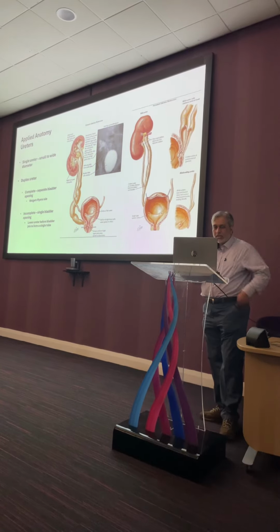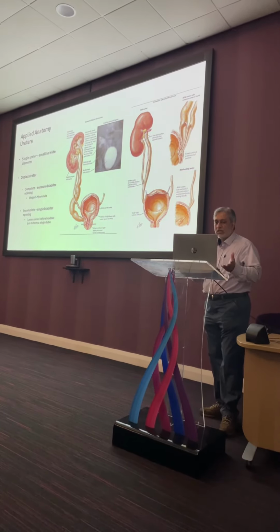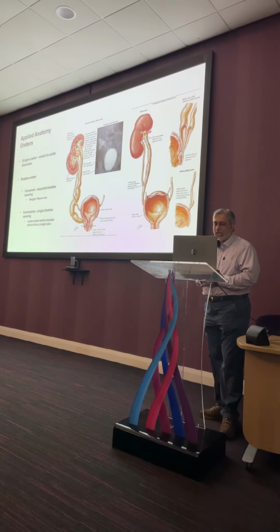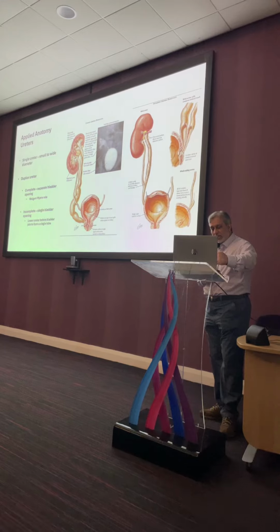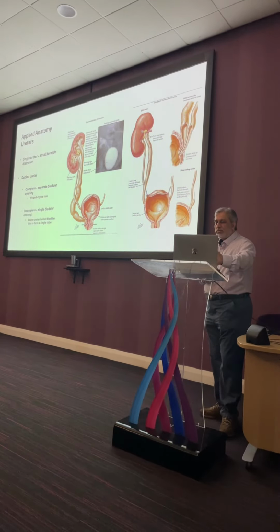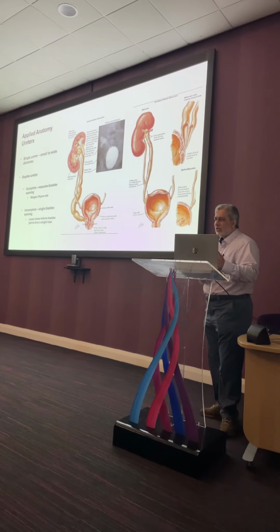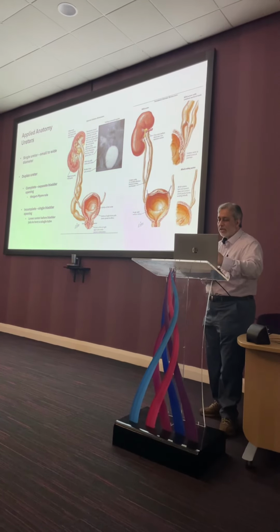These are either complete or incomplete, and if it is complete, everybody should know the Weigert-Meyer rule. The upper moiety drains into an orifice lower than the normal one, and usually that's abnormal. The other duplex ureters are partial, which may join at the proximal, middle, or just near the bladder.